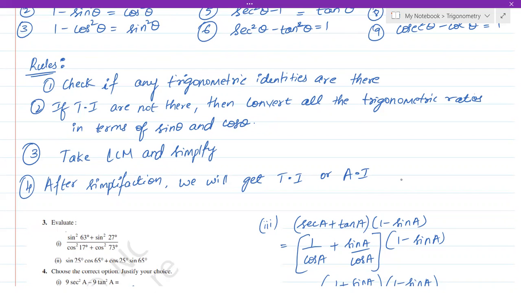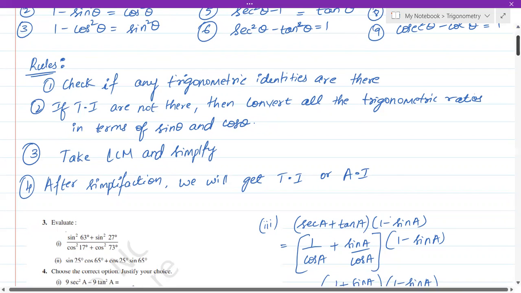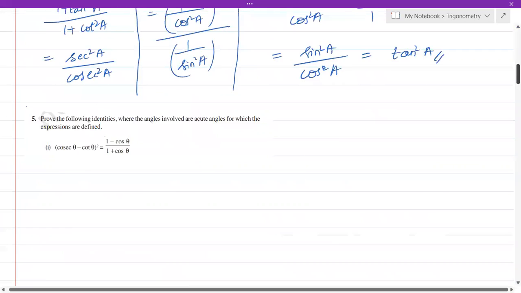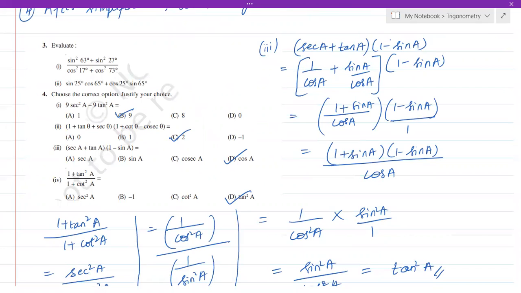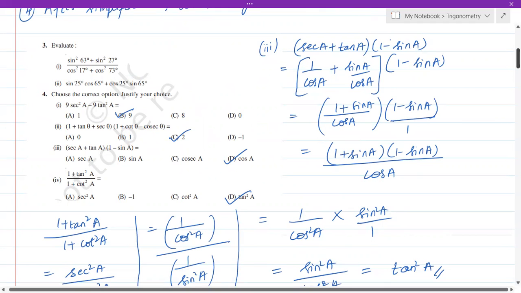Even here, observe the third question which we have solved. We didn't have any trigonometric identity, so we converted into sine theta and cos theta. After taking LCM, we got an identity, isn't it? A plus b into a minus b. We used it, we got the answer. This is how we are going to solve the problems.